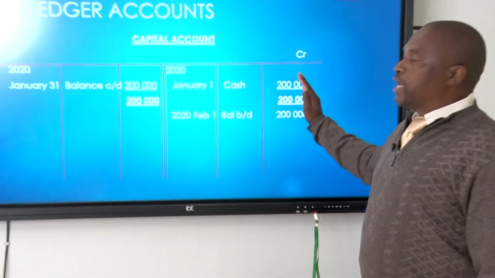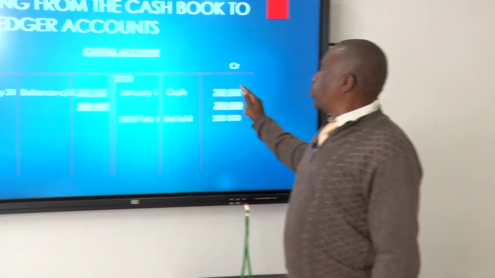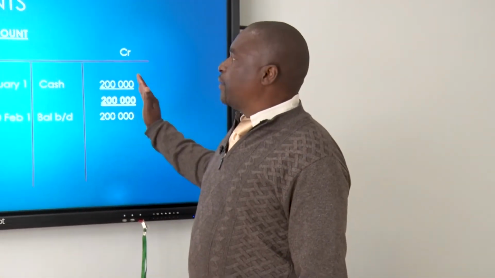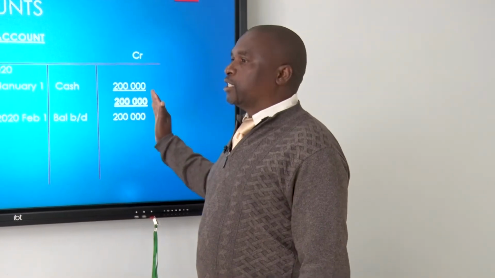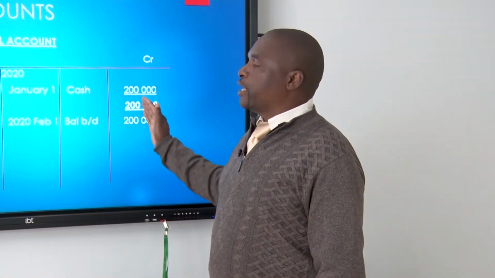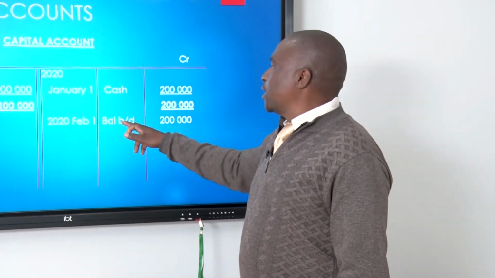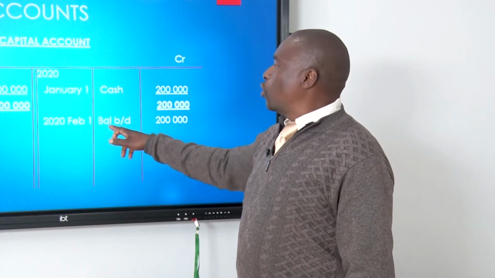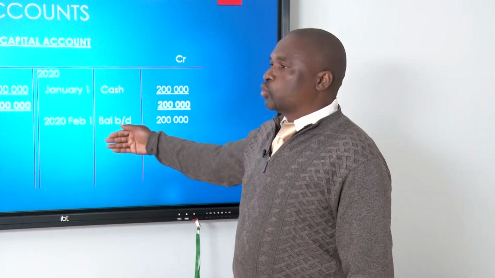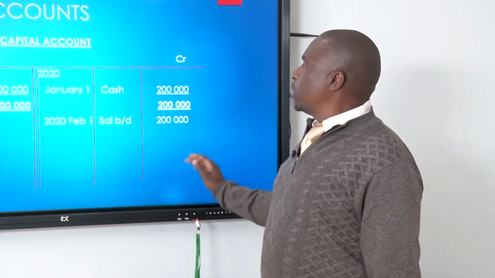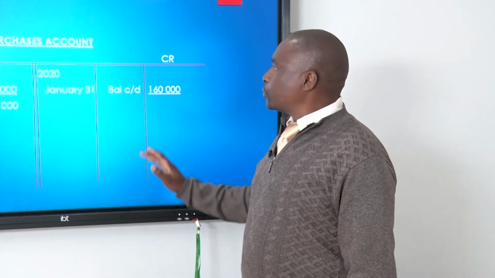So this is the only amount which we got from the capital account. The capital account is credited because it is the one that gave 200,000. We balance off this 200,000 at the end of the month, and the balance due of 200 is brought down on February 1 as 200,000. So this is also part of balancing off the capital account.